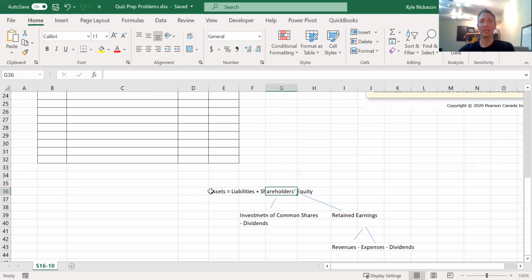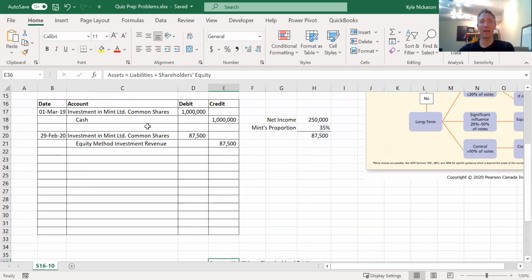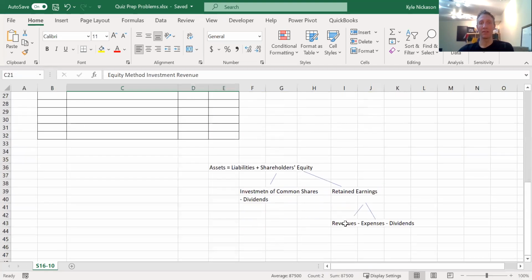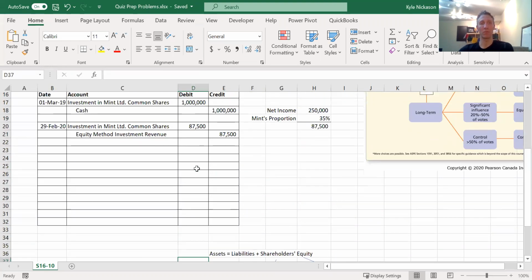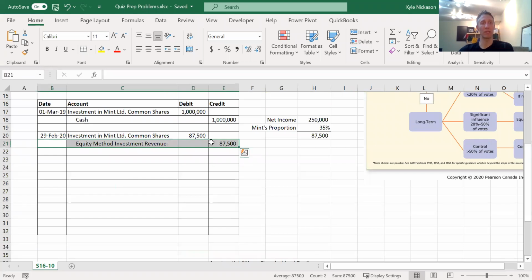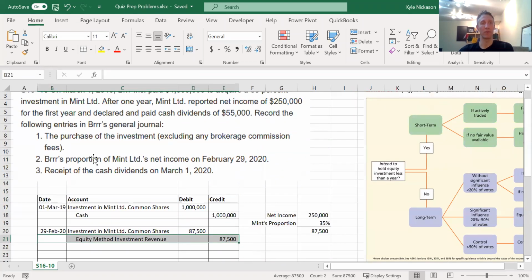And we've already seen here that we debited the investment asset account. So it's called the equity method of investment because it increases this organization's equity at the same time. We're crediting this revenue account. That's going to increase revenues, which increases net income, which increases retained earnings, which increases shareholders' equity. And we know this equality always has to be true. We already debited the investment account. So we're crediting this equity method investment revenue account.